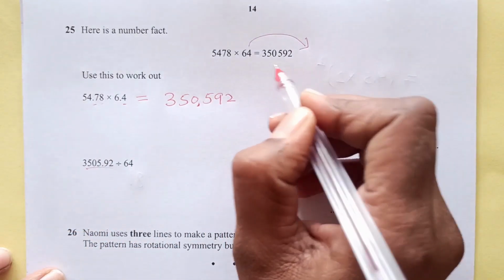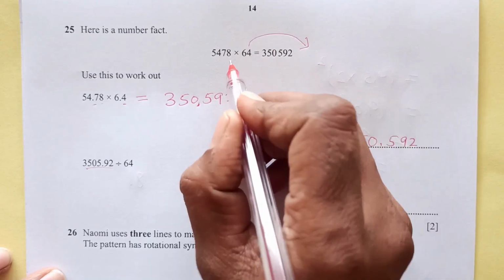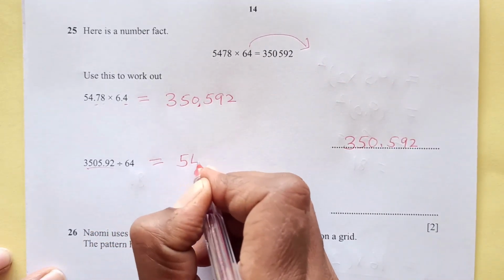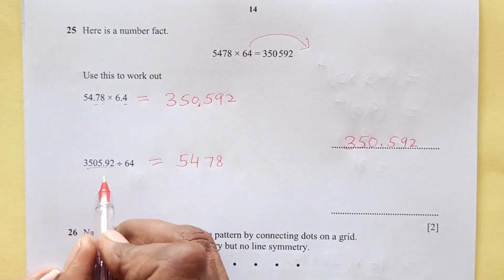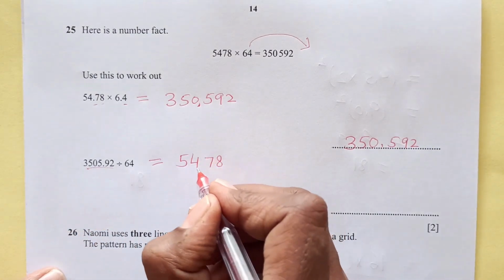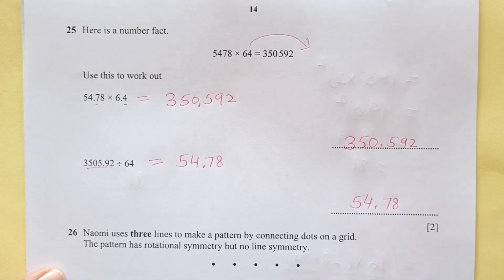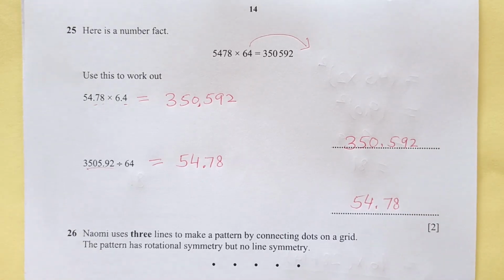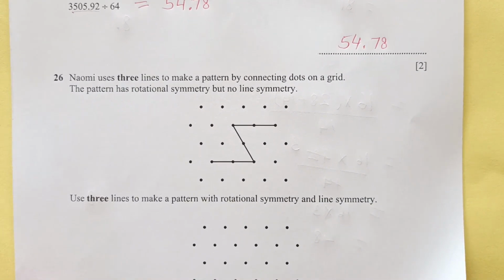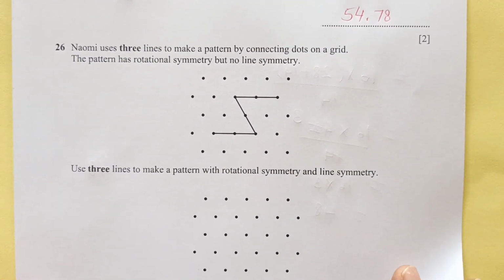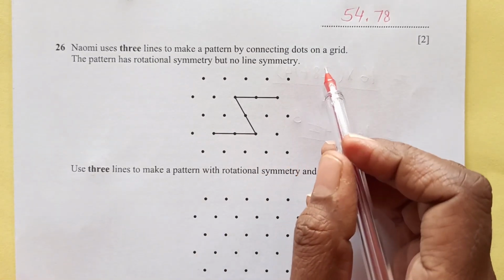So this on this side, divided by 64. The digits will remain the same and we will have 2 decimal places here. So 54.78, right? Now number 26, Naomi uses 3 lines to make a pattern by connecting the dots on the grid.